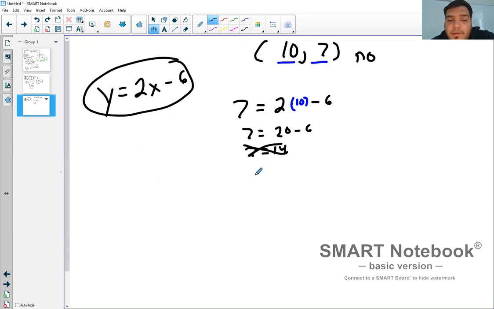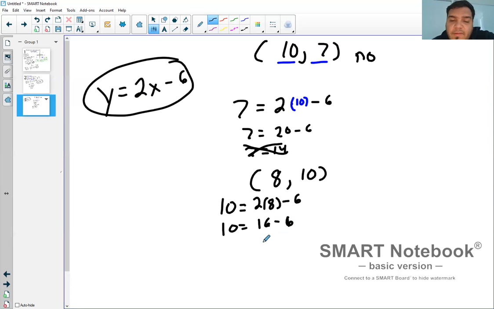For example, this one is on the line: 8, 10. We're going to do the same thing. We're going to plug it in. 10 equals 2 times 8 minus 6. 10 equals 16 minus 6. 10 equals 10. So that checks out. So for this one, yes, it is on that line. It is on that linear equation. This point, 8, 10, would end up on this line, y equals 2x minus 6.